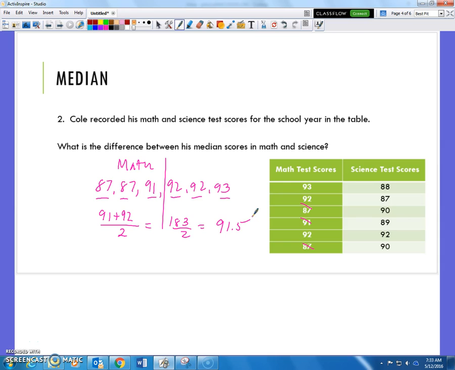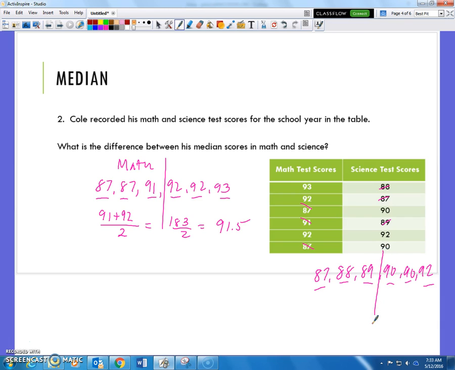For the science test scores, looks like I've got an 87, an 88, an 89, 90, 90, 92. I have to put them in order from least to greatest, and again I'm going to try to find the middle of that, the median. Looks like it's halfway between 89 and 90.